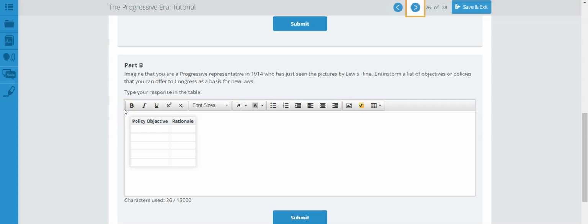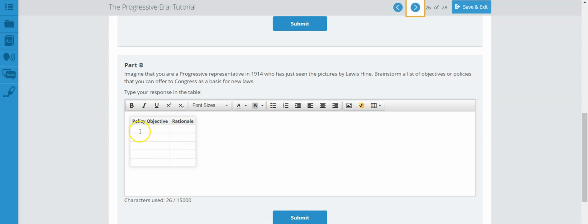Make sure that you are even overanalyzing. It's okay. But let's read again what you're being asked to do here. Imagine that you're a progressive representative in 1914 who has just seen the pictures by Louis Hine. Brainstorm a list of objectives or policies that you can offer to Congress as a basis for new law. So please make sure that you put your policy or policy objective here and explain your rationale, the reason why.